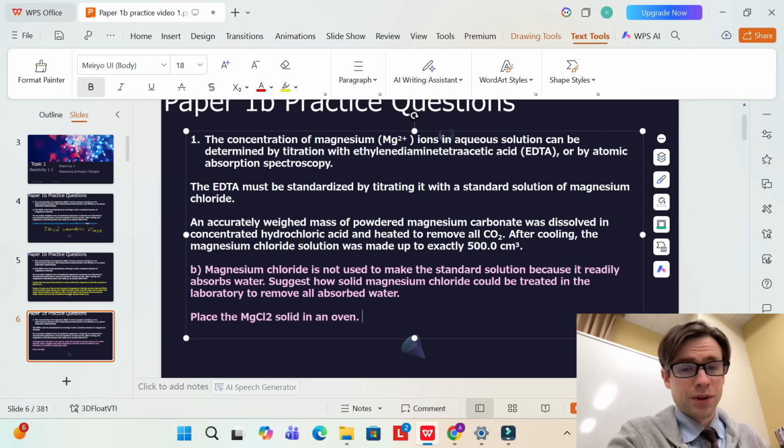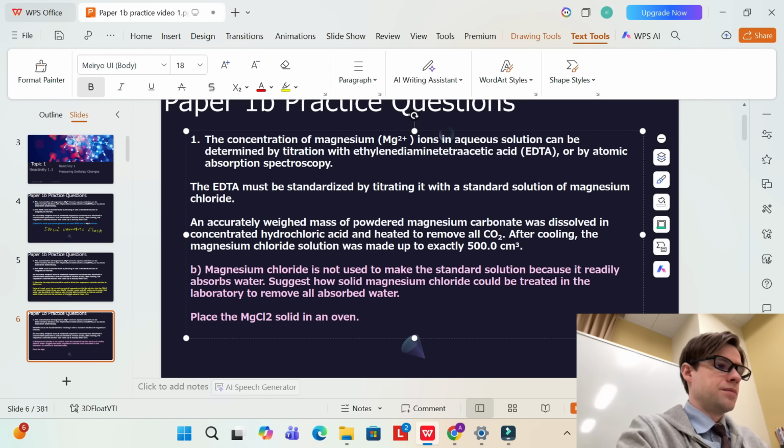If it's absorbing water, we need to make sure all the water is removed, and heating it in an oven will cause the water to vaporize and leave. But it must maintain a constant mass. That's how you know when it's done.